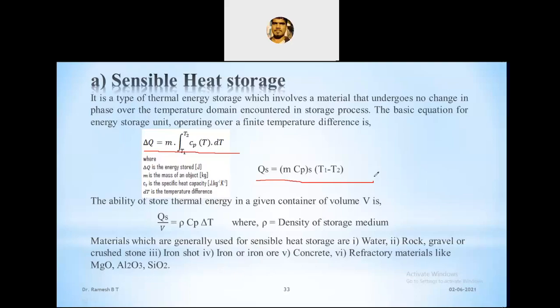Which materials can we use for sensible heat storage? We can use water first, and it is a very economical one. Then we can go with rock, gravel or crushed stone. We can use iron shots, iron ores, concrete, and refractory materials like MgO, Al2O3, aluminum oxides, silicon oxides and magnesium oxides. So these substances we can use for a sensible heat storage system.